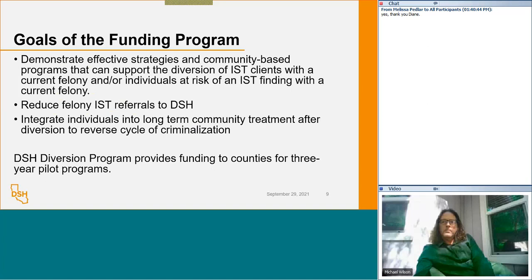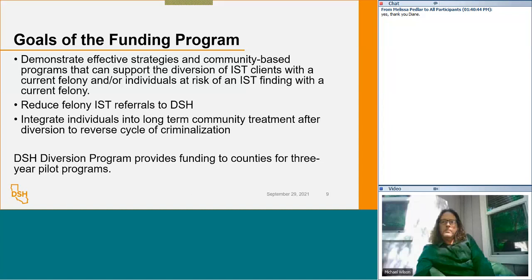So our first goal is we would like to demonstrate effective strategies and community-based programs that can support the diversion of IST clients with a current felony or individuals who are at risk of an IST finding who have a current felony charge. We would like to certainly reduce the number of felony IST referrals to DSH. And ultimately, we want to use this program to begin integrating individuals into long-term community treatment after their diversion program to reverse the cycle of criminalization that we see a number of these individuals cycling through.